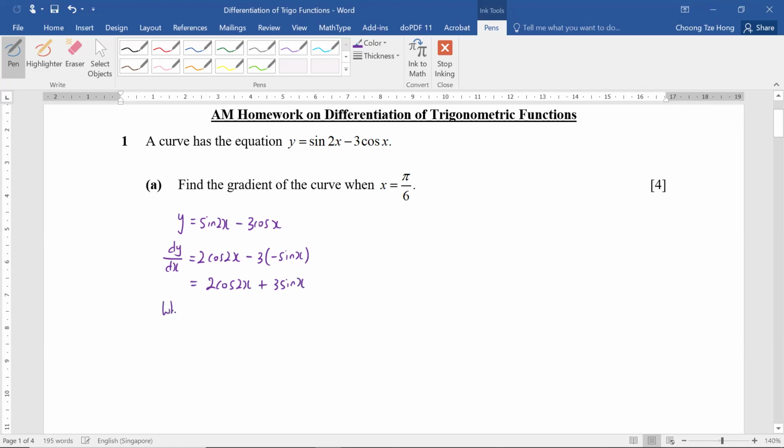Okay, so now we're going to sub in pi over 6 when x equals pi over 6. dy/dx is going to be equal to 2 cosine 2 times pi over 6 plus 3 sine pi over 6, right? So 2 times pi over 6 will give you pi over 3, plus 3 sine pi over 6. Pi over 3 is 60 degrees. Pi over 6, if you convert to degrees, is 30, right? So if you recall, both 60 and 30 are special angles.